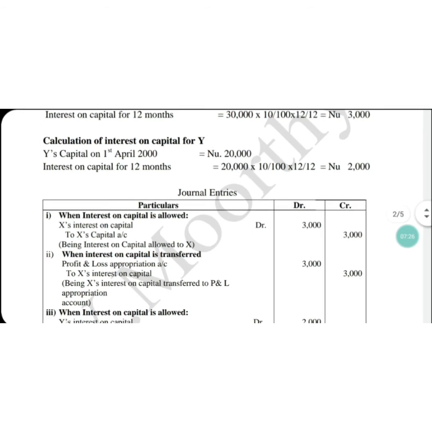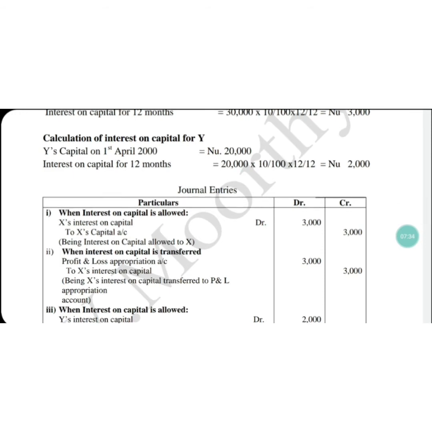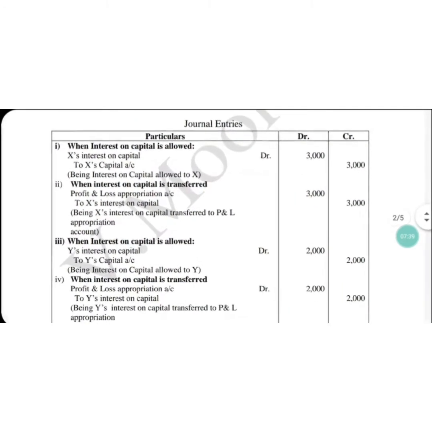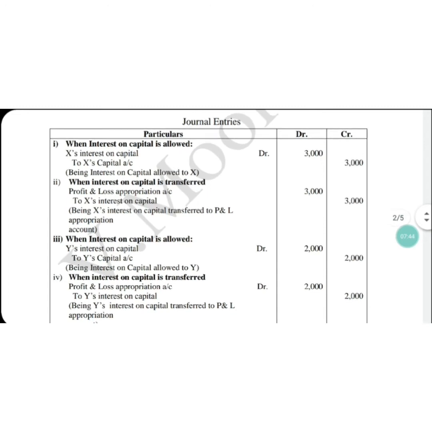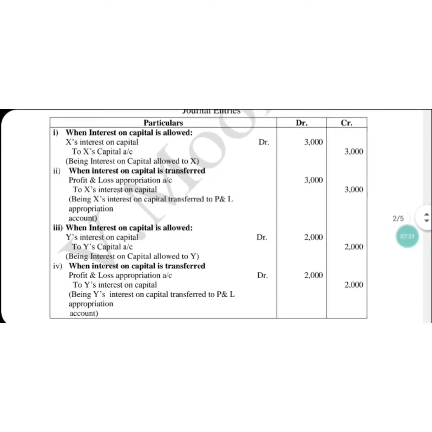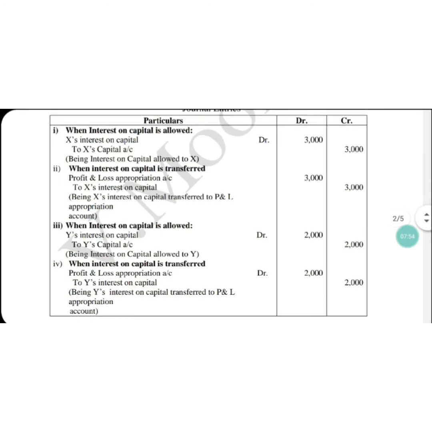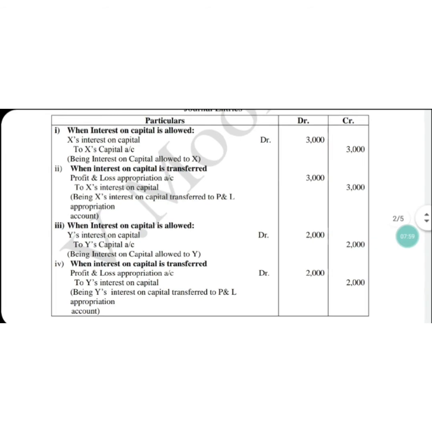When interest on capital is transferred, profit and loss appropriation account debit to X's interest on capital 3,000, being X's interest on capital transferred to the profit and loss appropriation account. When interest on capital is allowed for Y, Y's interest on capital to Y's capital account 2,000. When it is transferred, profit and loss appropriation account debit to Y's interest on capital 2,000. So this is a very simple question where you can understand how the interest on capital has been calculated for the above two partners.